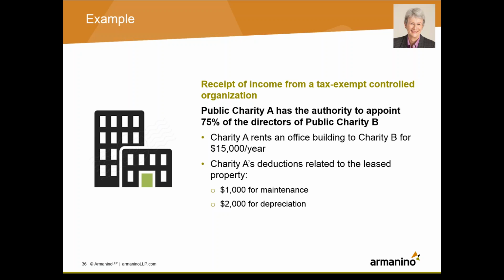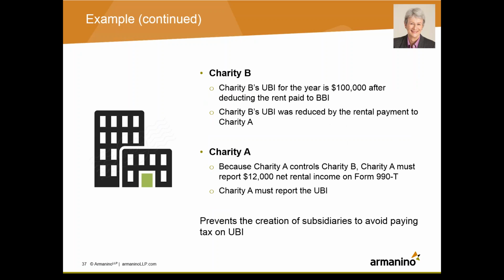Okay, so we go to the next slide. Now, Charity B is doing some unrelated activity. So it has unrelated business income of $100,000 after deducting the rent paid to Charity A. Okay, so it's making one of those deductions that we talked about that is included in the definition of specified payment.